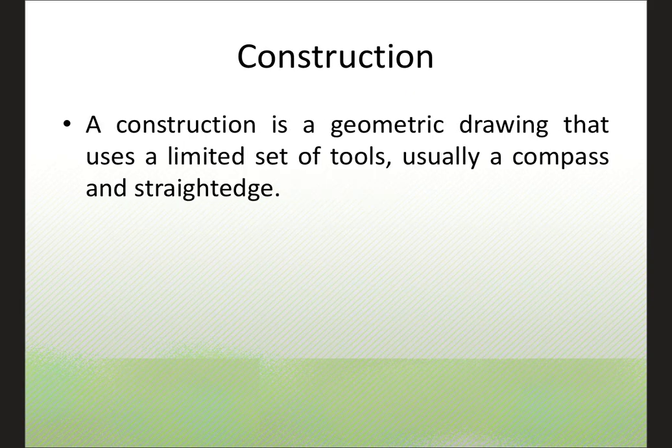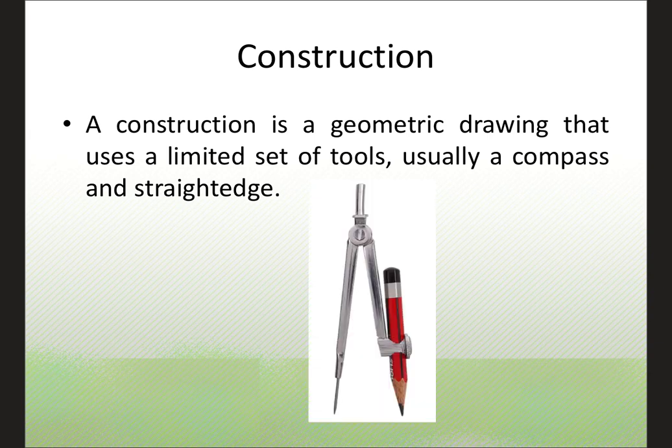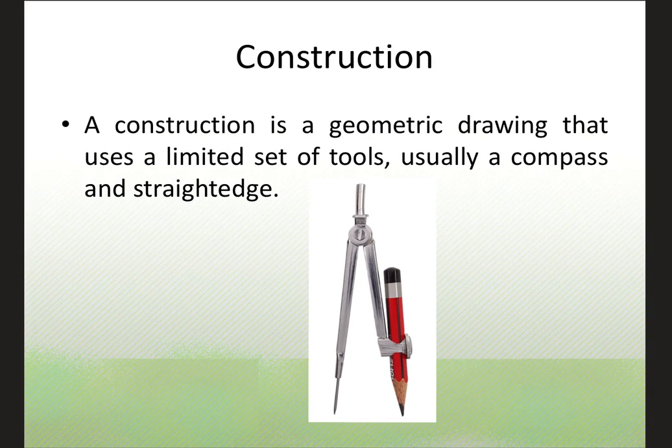A construction is defined as a geometric drawing that uses a limited set of tools, usually a compass and a straight edge. So we used to do these a lot in geometry. A compass looks like this, and you would use it by putting the point down on the paper, and then rotating around to make a perfect circle. So now in the digital age, we use our iPads or Notability, something like that, to make that perfect circle. We don't use these that often. And then a straight edge just being a ruler.